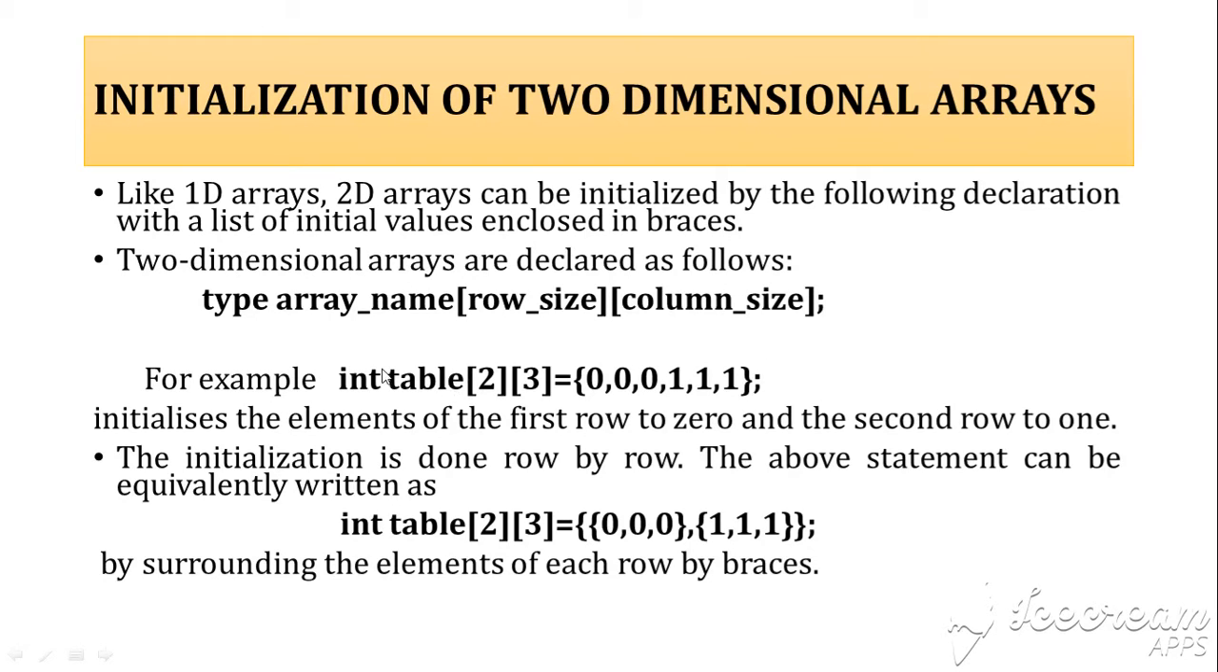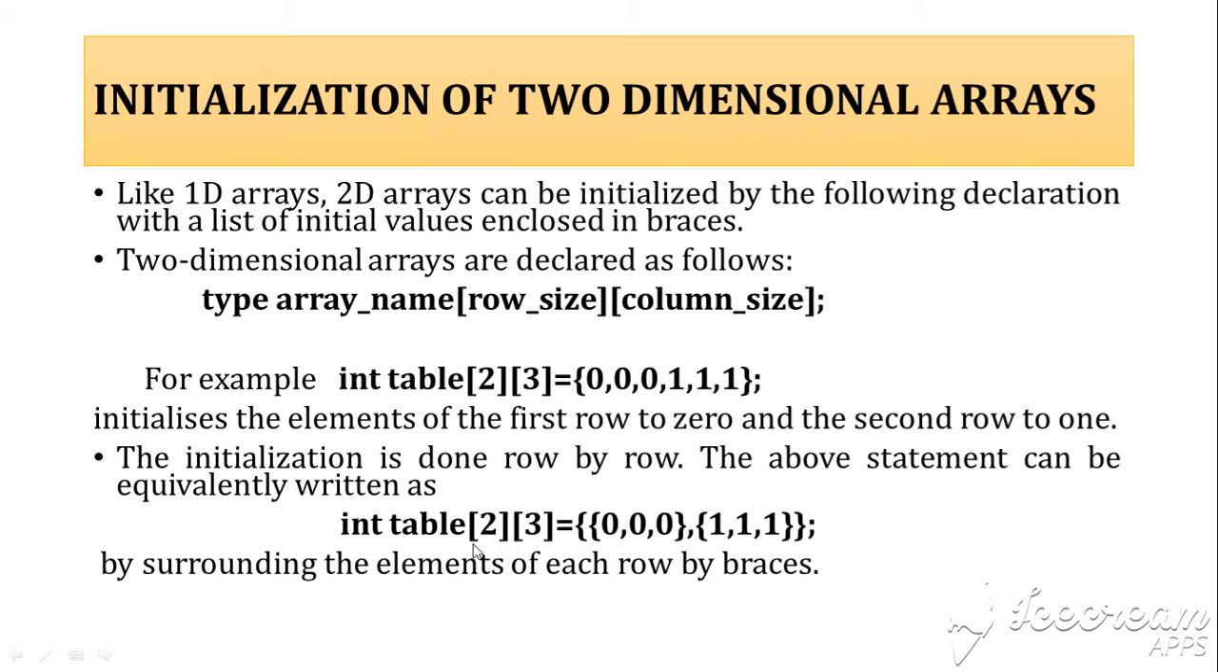So here, table is an integer two-dimensional array consisting of 2 rows and 3 columns. The 3 elements of the first row are initialized to 0, while the second row has all of its elements initialized to 1.